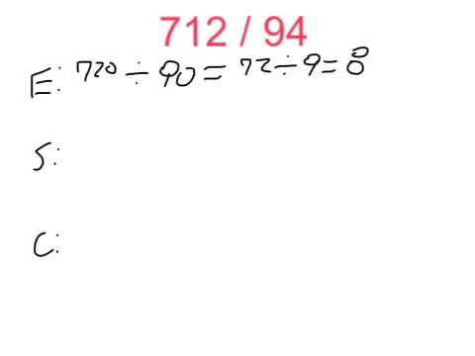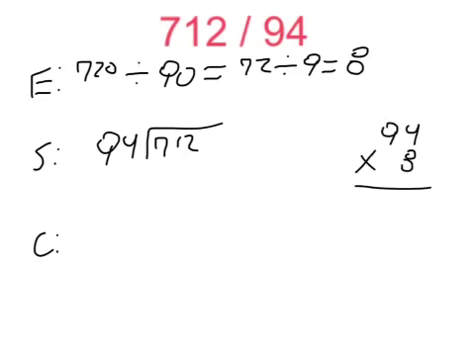I'll go ahead and set up the problem for you, and I'll see what we get. So we have 94 as our divisor, and we have 712. And over here, I'm going to go ahead and set this up. So we have 94 times 8. And see what you get. I'll pause.